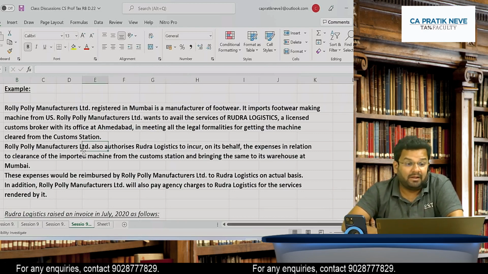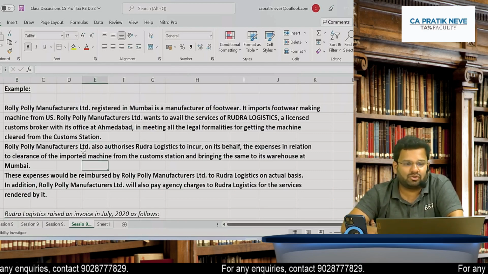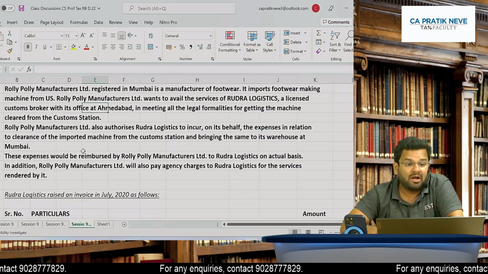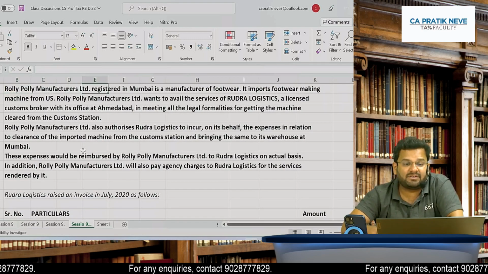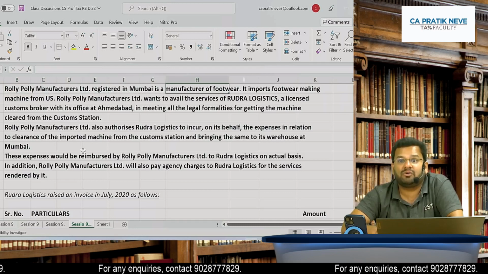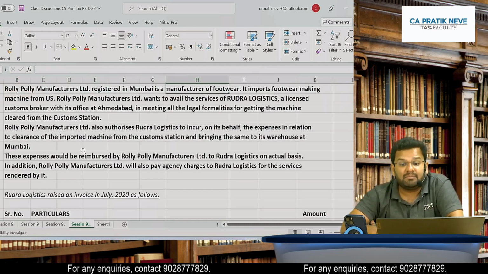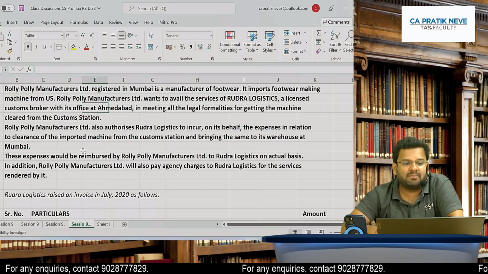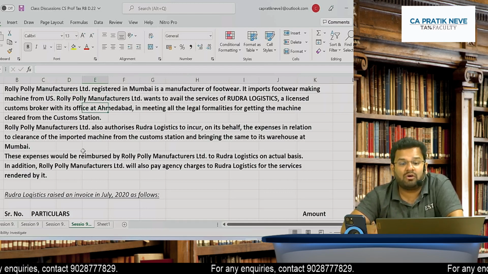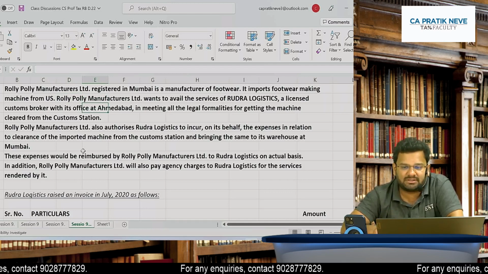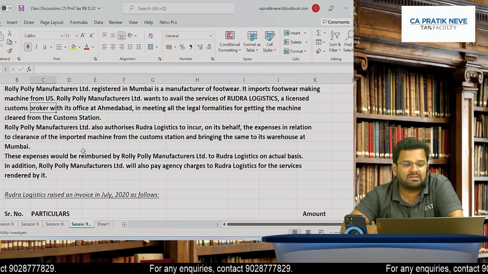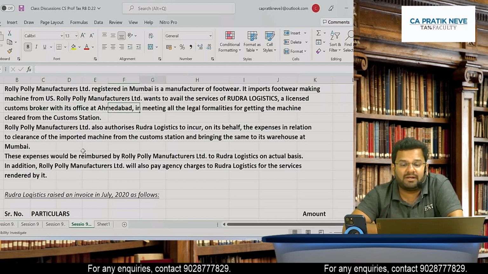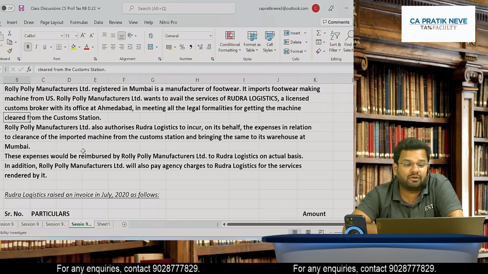Okay, chalo, let's focus on this issue now. Especially all new students, pay attention. Rolly-Polly Manufacturers Limited, registered in Mumbai, is a manufacturer of footwear. It imports a footwear making machine from US. Rolly-Polly Manufacturers Limited wants to avail services of Rudra Logistics, a licensed custom broker with its office at Ahmedabad, in meeting all legal formalities for getting the machine cleared from customs station.